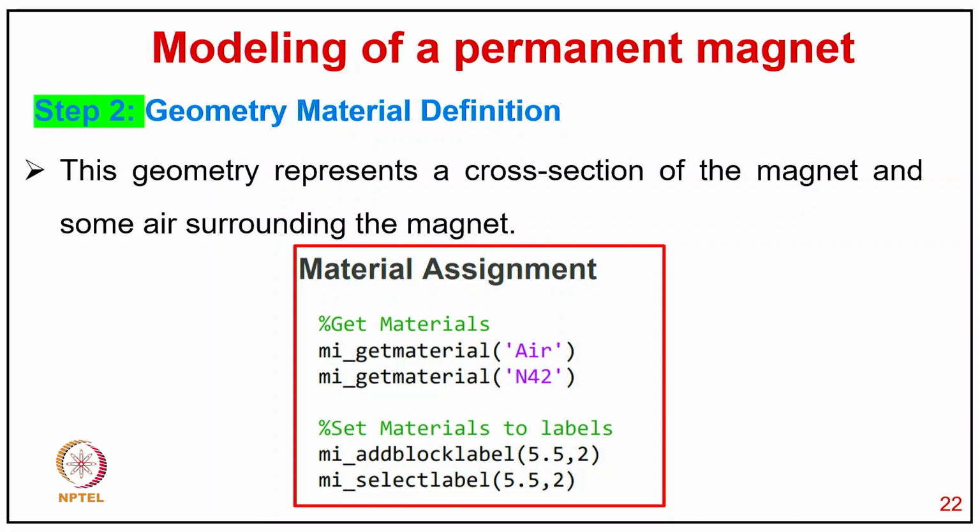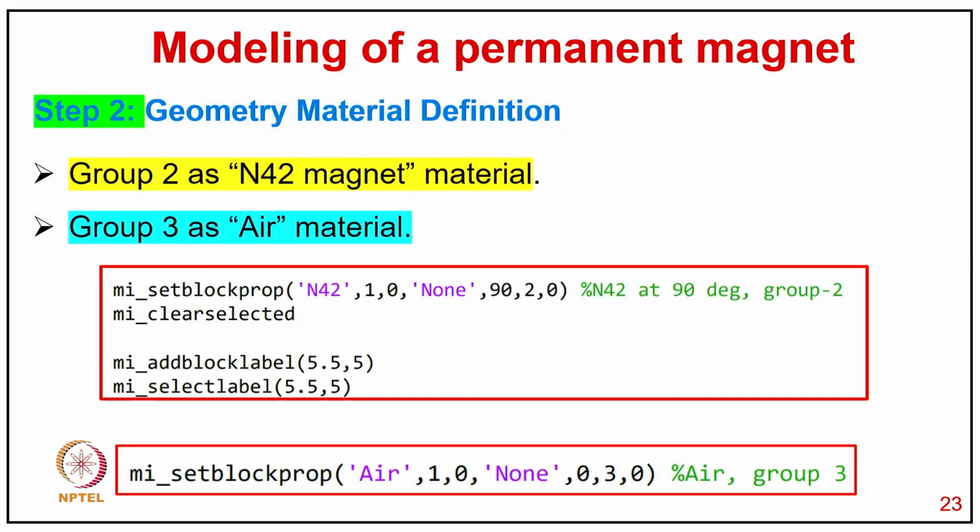So now coming to geometry material definition. This geometry represents a cross section of the magnet and the space of air surrounding the magnet. So the material assignment is: get materials, mi_getmaterial air and mi_getmaterial N42, and set material to label. So mi_addblocklabel 5.5, 2, mi_selectlabel 5.5, 2. Now, typically group 2 as the N42 magnet material and group 3 as the air material.